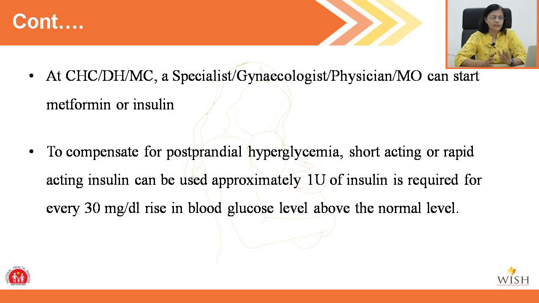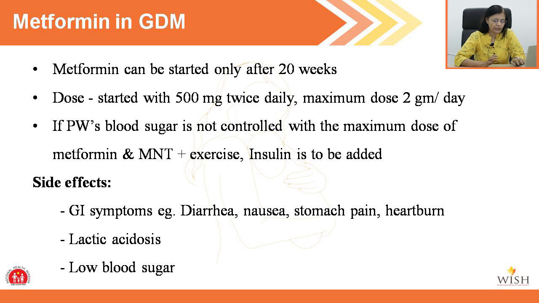In that way, postprandial hyperglycemia can be easily controlled, and usually approximately 1 unit of insulin is required to control 30 milligrams of dextrose. So whenever there is an increase of blood glucose from the normal level, the insulin dosage can be given accordingly. The important point about metformin is that it should not be given in the first trimester. It can be started after 20 weeks of gestation, usually in a dosage of 500 milligrams twice a day, and the maximum dose is 2 grams, but only after 20 weeks, not before that.